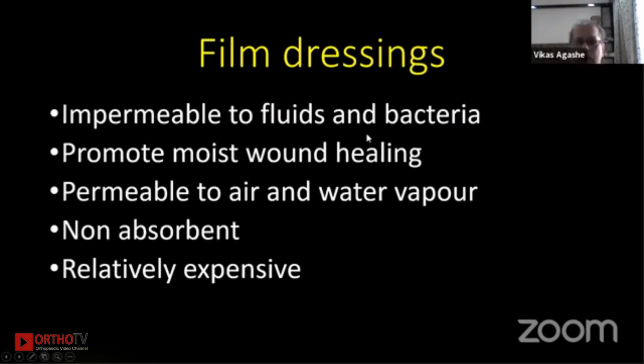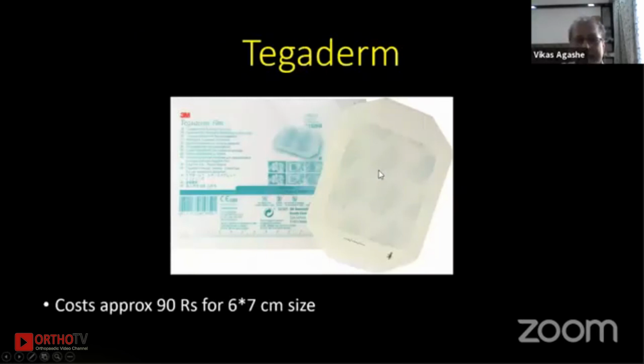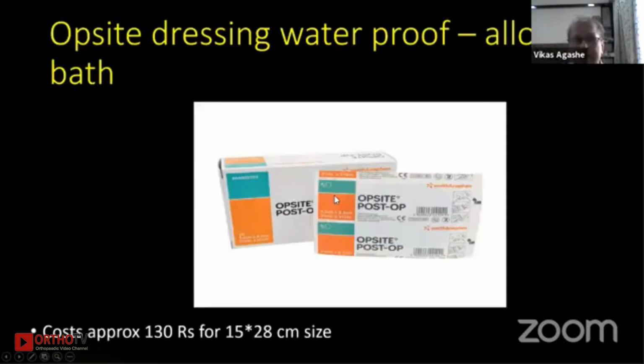They are impermeable to fluids and bacteria. They promote moist wound healing. They're non-absorbent and relatively expensive. So these transparent dressings are often used for surgical incision sites, on burns, ulcers, and commonly on IV sites, because you need to observe them regularly. One of them is Tegaderm, which costs about 90 rupees for a 6 by 7 centimeter size.